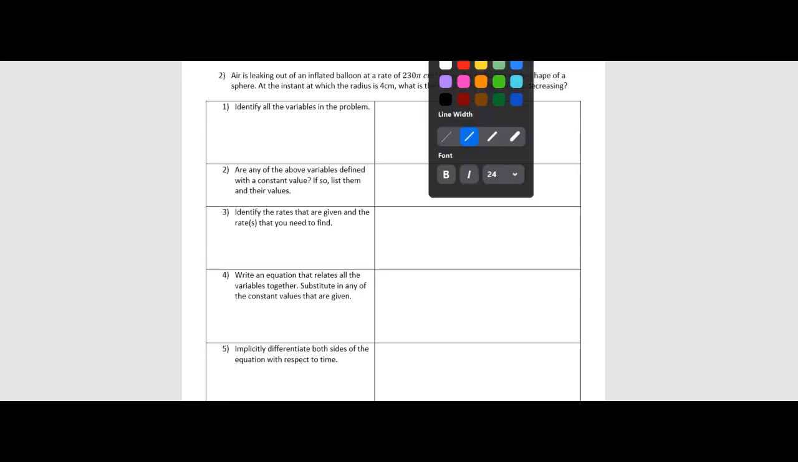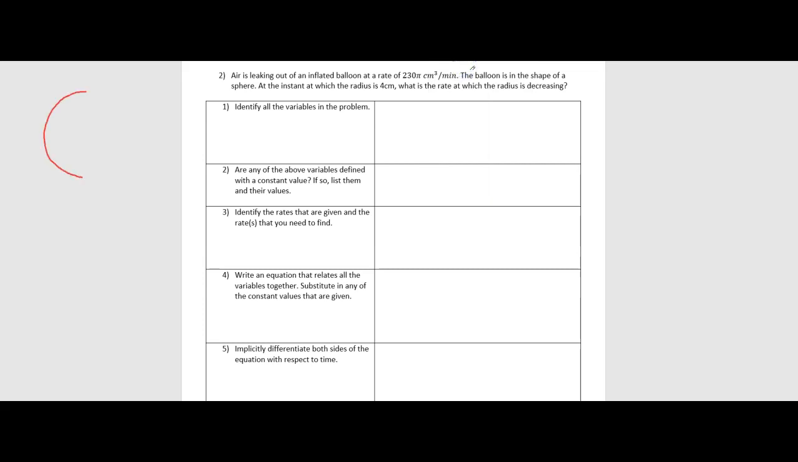Air is leaking out of an inflated balloon at a rate of 230 pi cubic centimeters per minute. The balloon is in the shape of a sphere. At the instant at which the radius is 4 centimeters, what is the rate at which the radius is decreasing? So I'm going to start with just sketching a picture. Maybe that helps. It does say it's a spherical balloon. Maybe that'll make it look a little bit more spherical in shape.